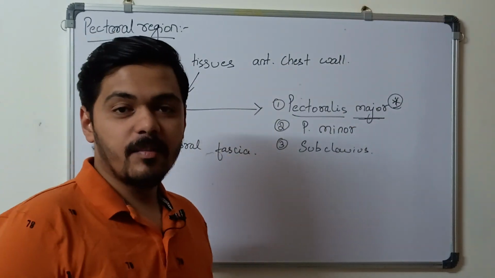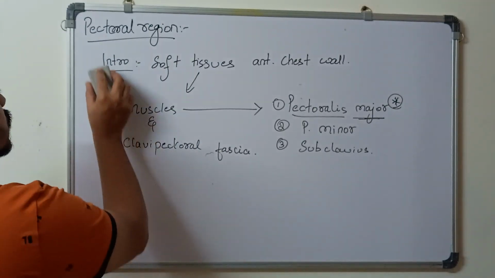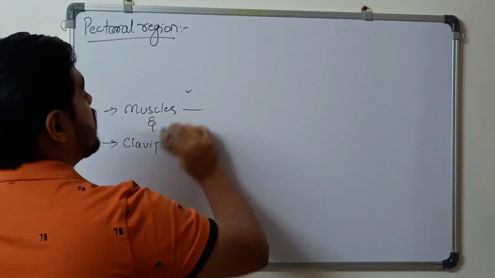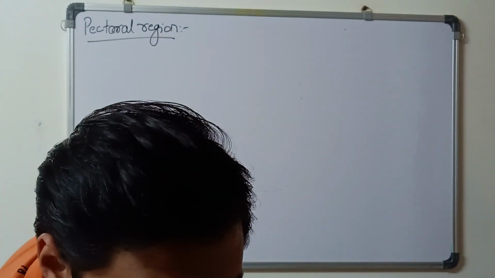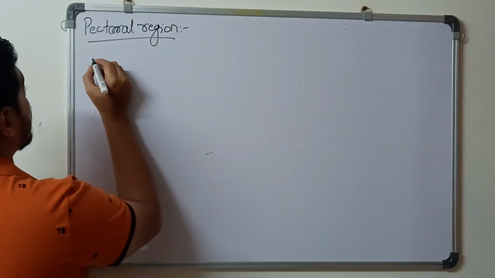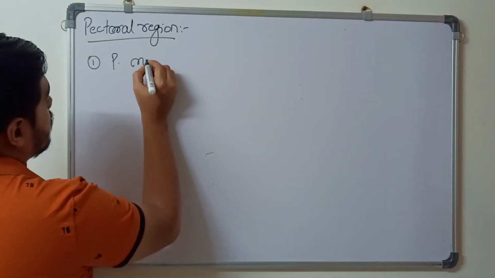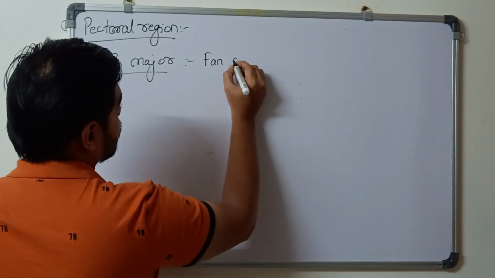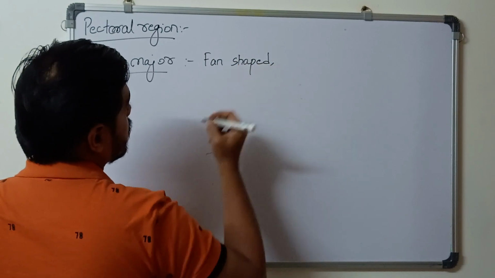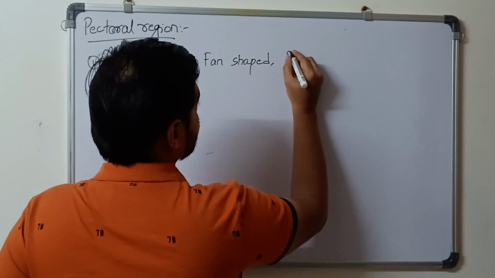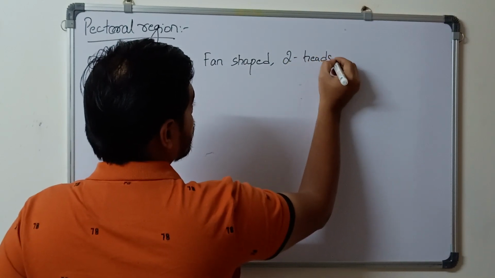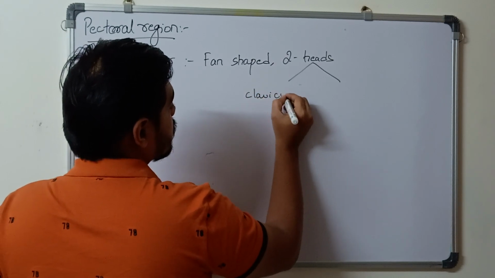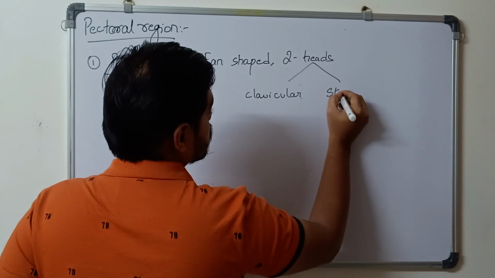So let us proceed with the pectoralis major and let us see its origin, insertion, nerve supply, action, and a little bit of clinical anatomy that you need to know about pectoralis major. So I'll start with pectoralis major. This is a fan-shaped muscle. It has two heads, a clavicular head and a sternocostal head.